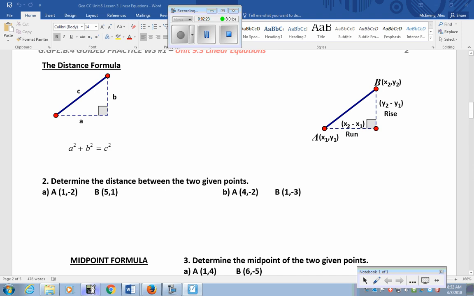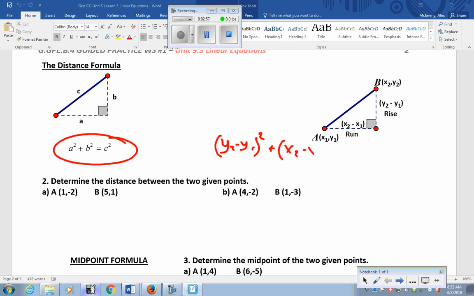And again, it's just a variation of the Pythagorean theorem. So what you're trying to do, instead of the a and b, is subtract the y's and the x's. So it's just y2 minus y1. I'm going to rewrite that. y2 minus y1. So I find the difference in the y's and the difference in the x's. And that's going to be equal to that hypotenuse squared.